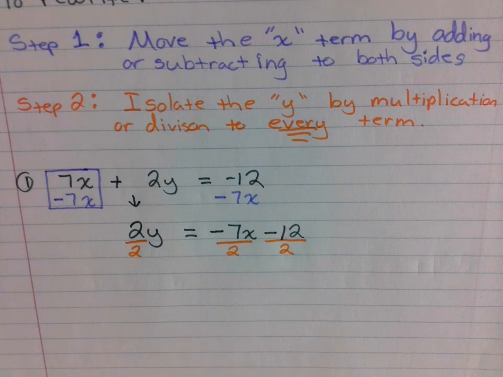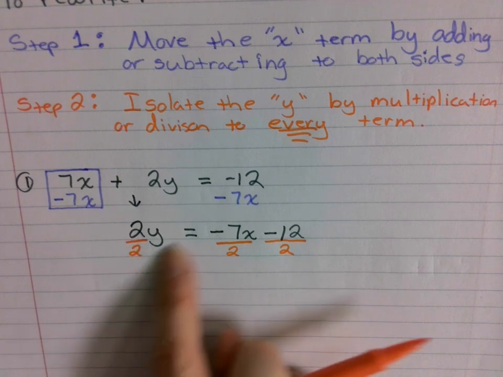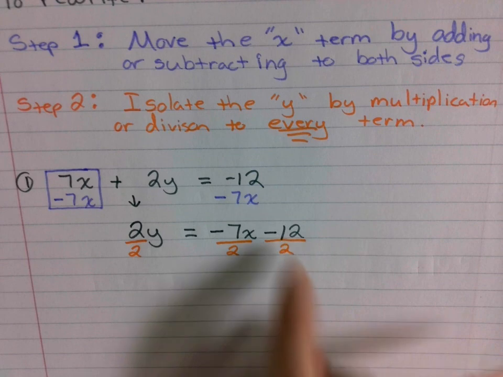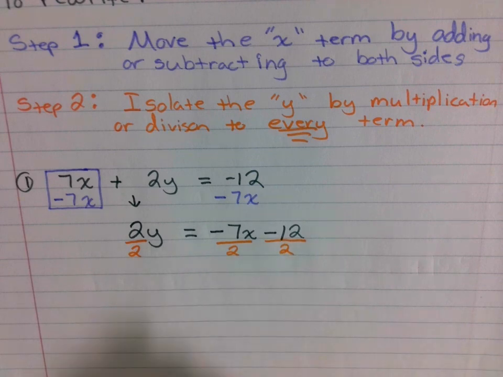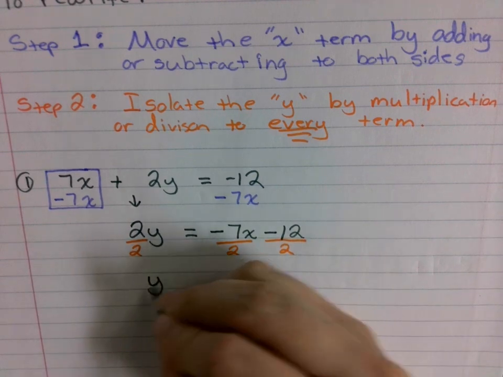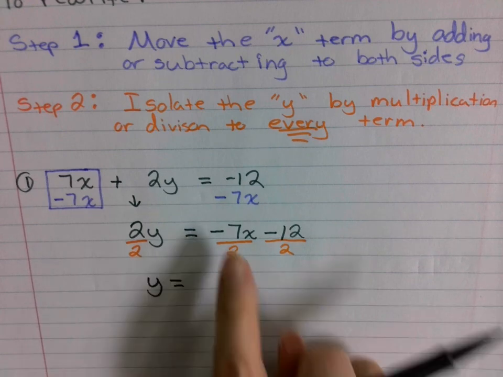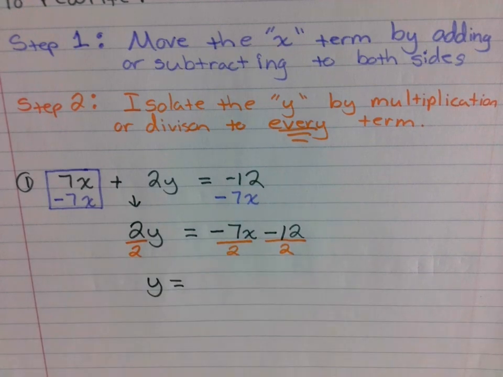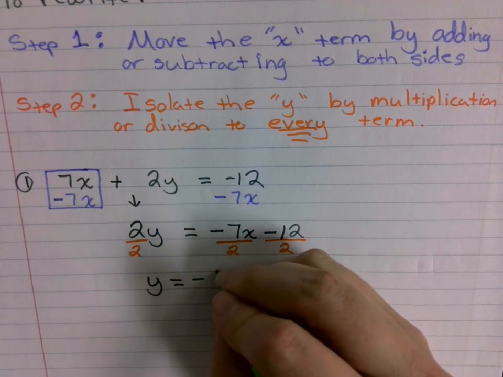Terms are created by separations of addition and subtraction. An addition sign or a subtraction sign will separate your terms. Okay? So I'm dividing every single thing by 2. And then I simplify it. Y is now isolated. Negative 7 over 2 cannot be simplified, so I'm just going to leave it as negative 7 over 2.